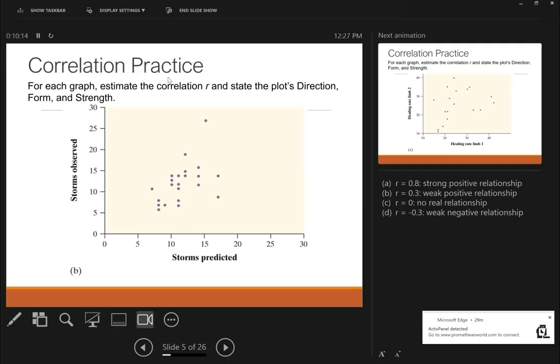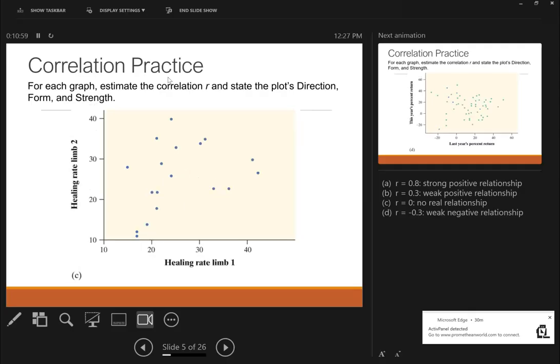The direction, form, and strength, who can give me somewhat of the direction? There's two possible answers, positive or negative. Positive, because we picked an R value that was positive, right? That's got to match. The form. I would guess linear. I mean, it doesn't look like anything else, right? Just not very strongly correlated. The strength we would say is weak or very weak. I think either would be acceptable here. Everybody feel good?